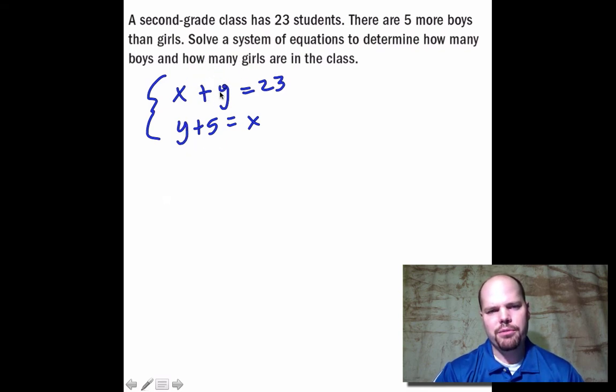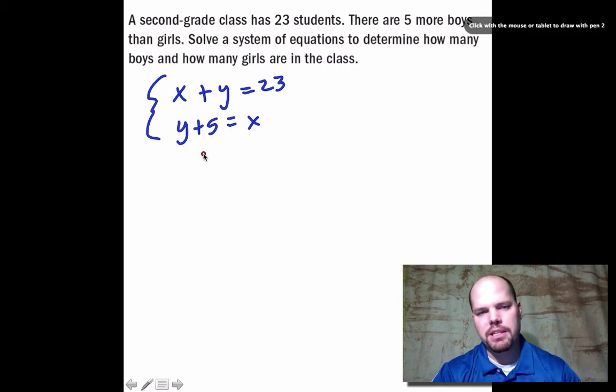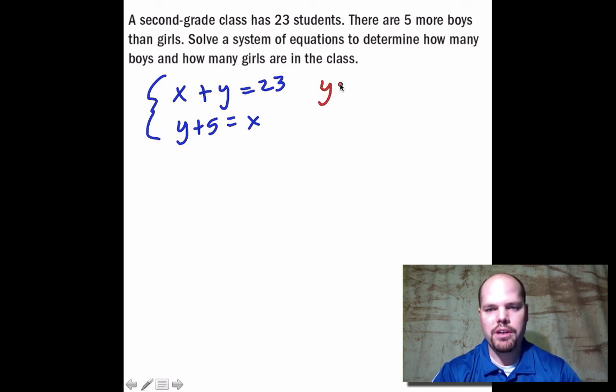Okay, so now we want to maybe graph this. Well, we don't have a way to graph x plus y equals 23 or y plus 5 equals x. So we need to manipulate these equations like you learned in chapter 6. So I'd probably get them both to be y equals so we can graph this. So I'd subtract x from here. So I'd have y equals 23 minus x. This one I would only need to subtract 5. So I'd have y equals x minus 5.